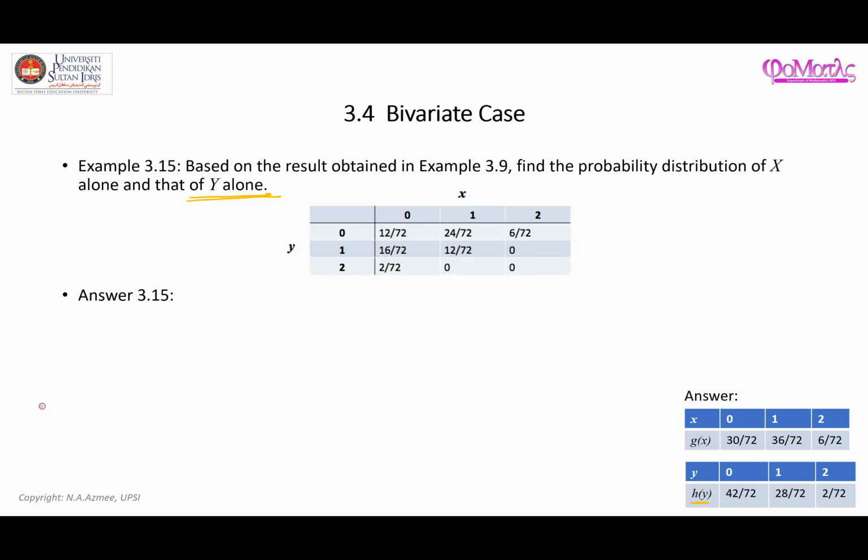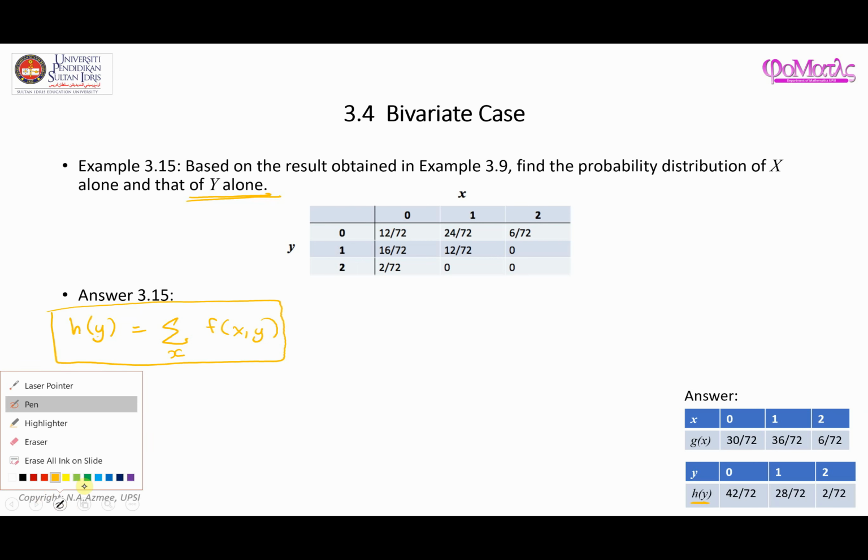So according to the formula, if you want to find the marginal distribution of y, we have hy, and we're going to sum up the joint probability distribution with respect to x. So this is the formula, and let's see what the values of y are. You can see that the values of y can be 0, 1, and 2, and we're going to consider that accordingly. We're going to start with what happens when y is equal to 0.